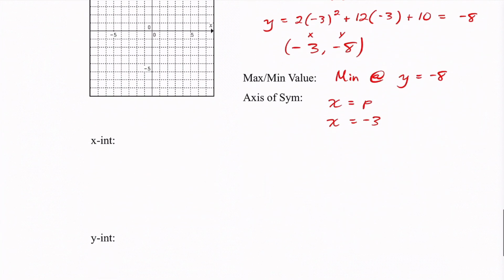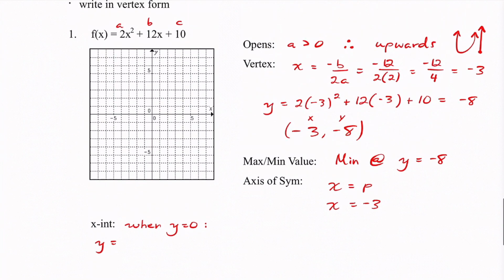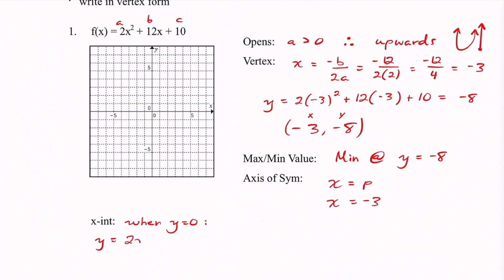Now for our x-intercepts and our y-intercepts, these are going to be a little bit harder. They require a little bit more work. So x-intercepts, these occur when y is equal to 0. So I'm going to change y to be 0 and then solve. So we started with this. Y equaled, let me look back up, 2x squared plus 12x plus 10. And then we're going to change the y to be 0.